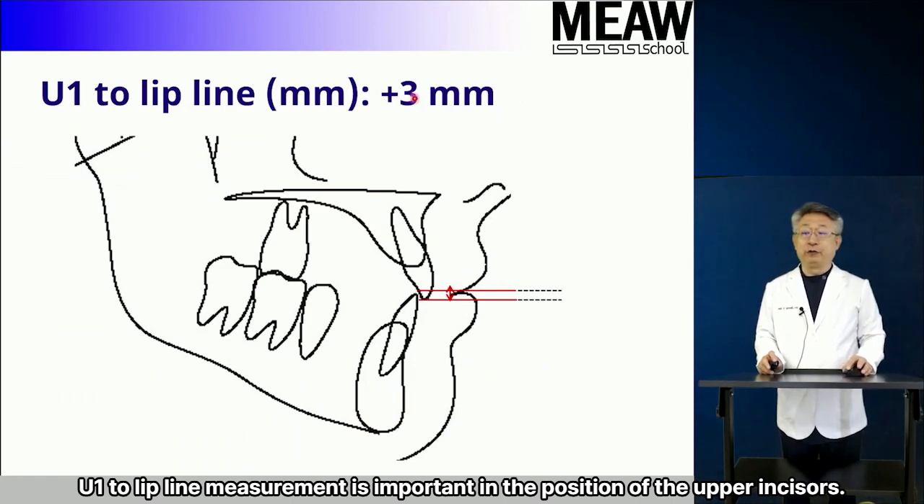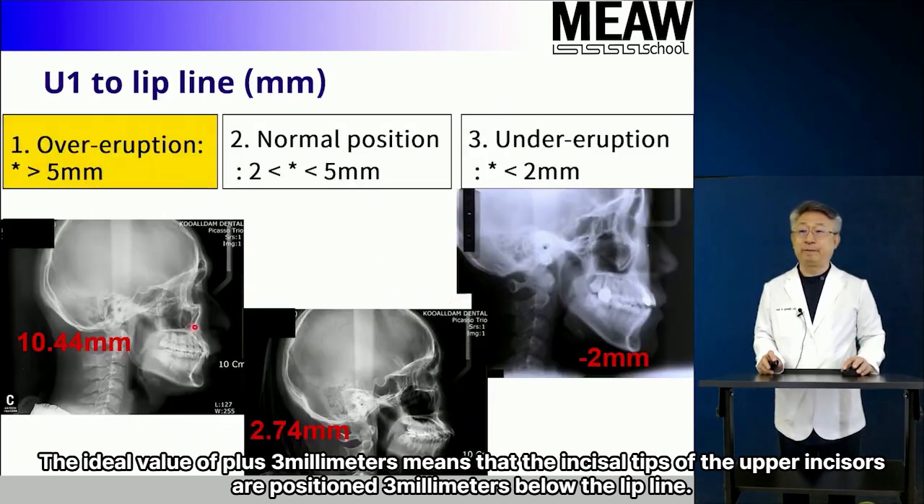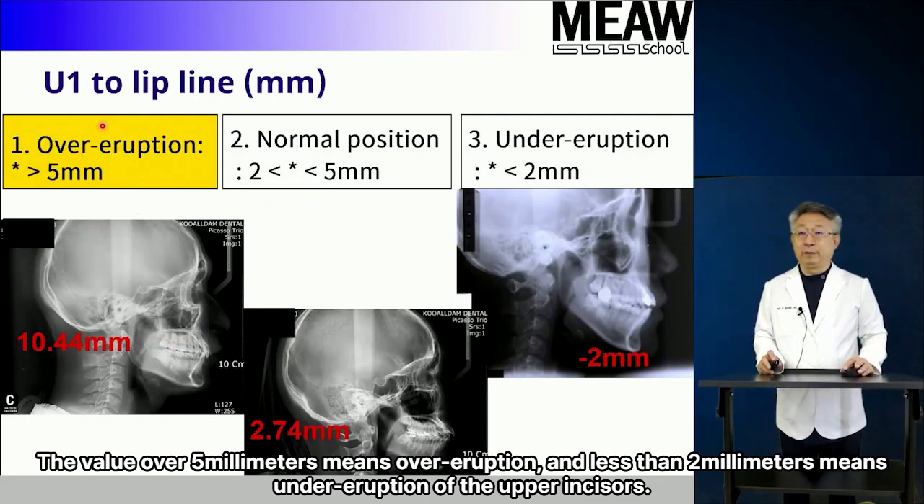Yuan-to-lip line measurement is important in the position of the upper incisors. The ideal value of plus 3 mm means that the incisal tips of the upper incisors are positioned 3 mm below the lip line. The value over 5 mm means overeruption, and less than 2 mm means undereruption of the upper incisors.